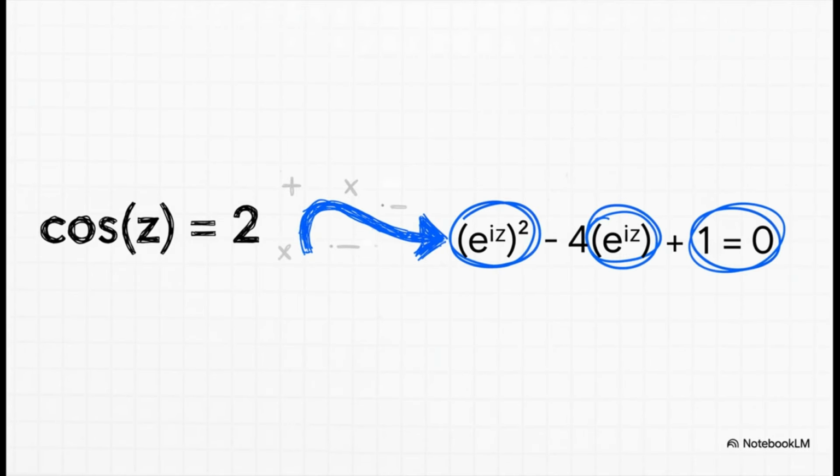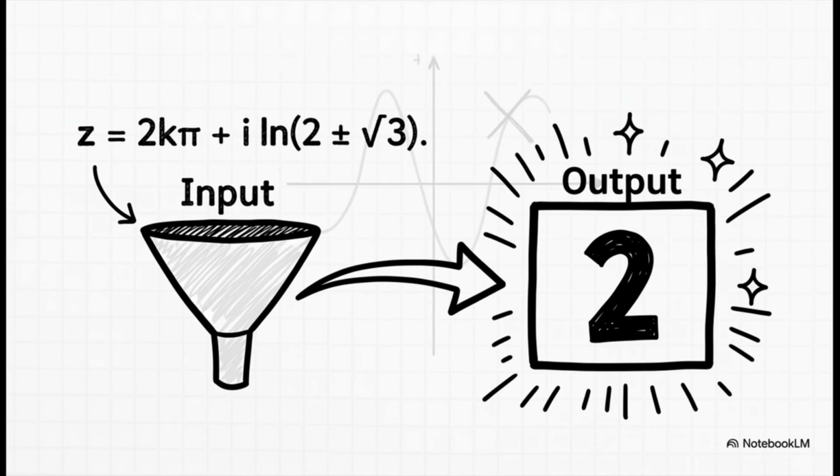Well, to find out, we just set our new exponential definition of cosine equal to 2. We do a little bit of algebra to clean it up, and look at what we get. It's a quadratic equation, like from high school algebra. But the variable isn't just x, it's e to the power of iz. And when you solve that quadratic, you get this absolutely astonishing result.